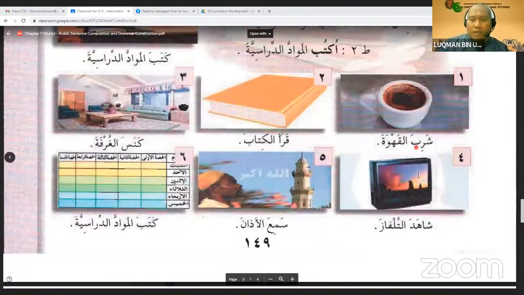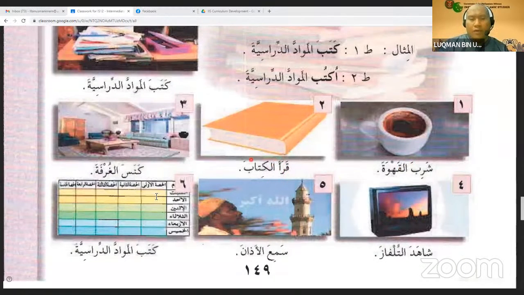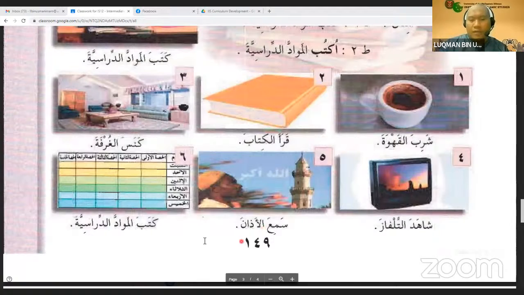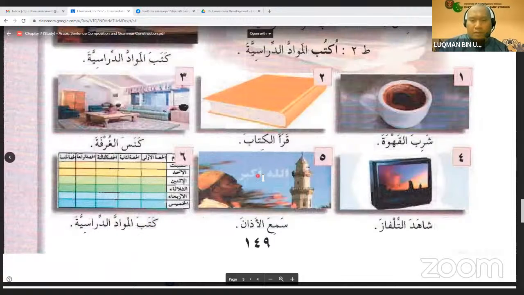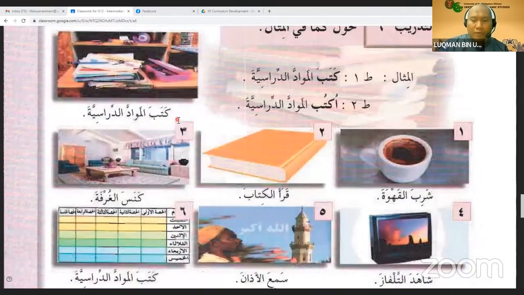شرب القهوة. اشرب القهوة. قرأ الكتاب. اقرأ الكتاب. كنس الغرفة. اكنس الغرفة. شاهد التلفاز. سمع الأذان. اسمع الأذان. كتب المواد الدراسية. اكتب المواد الدراسية. Okay, so I hope everything is clear. You have to be very careful when you want to express the verb.